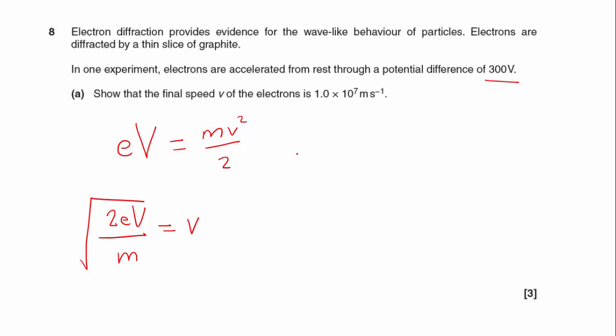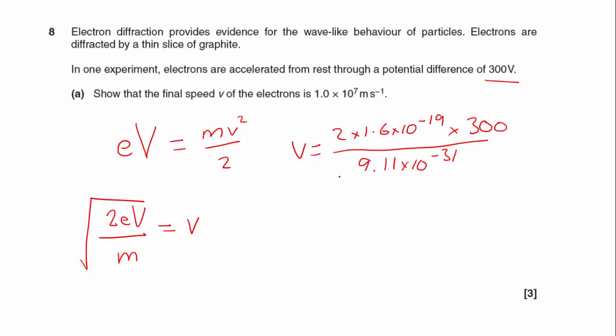So if I substitute some numbers in, v will equal 2 times 1.6 times 10 to the minus 19 multiplied by the potential difference of 300 volts divided through by the rest mass of the electron, 9.11 times 10 to the minus 31 kilograms, and take the square root of all of that, and your calculator will say 1.0, well, rounded is 1.03 times 10 to the 7 meters per second.